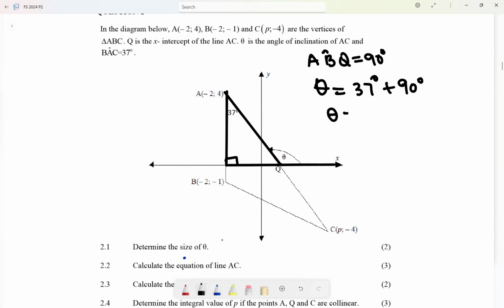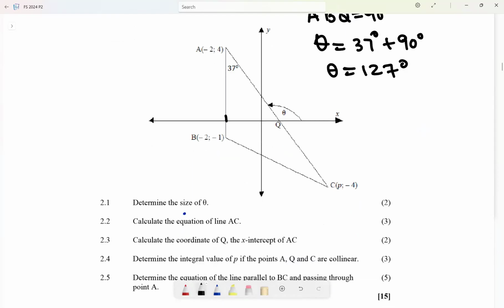Then now theta, we can nicely say it is how much? 127 degrees. Now you have to ask yourself, is it true that this is 127 degrees? Yes. Why? Because can you see that this is an obtuse angle? Remember, if this was 90 degrees, this line was going to come like that. But can you see that it is extended in this portion? Yes. So you can move on like that.